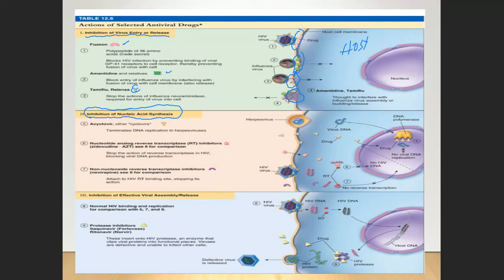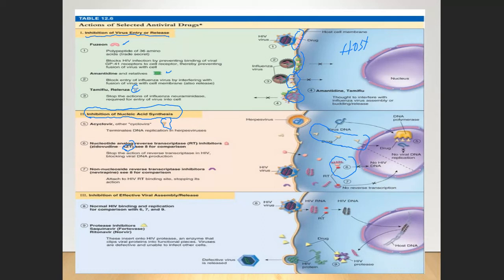So there are some drugs that will be targeting this process, whether duplication, replication, or transcription of this nucleic acid. Example is acyclovir. This is for herpes. So it will block the synthesis of DNA of these herpes viruses. AZT, okay, this will also block the synthesis of DNA and RNA of these HIV viruses.